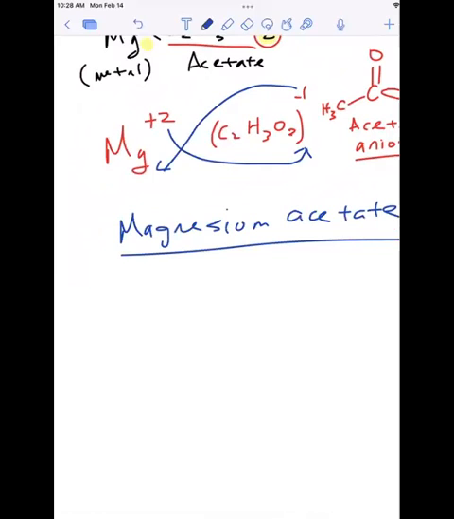If you notice, there's a pattern. The charges are going to cancel each other out. That's why when we do the crisscross, those subscripts show up, because the charges are canceling each other. So if you have a metal with a +2 charge, you need either an ion with a -2 charge or two of those ions with -1 charges, if that makes sense. Everything is trying to cancel and be neutral.